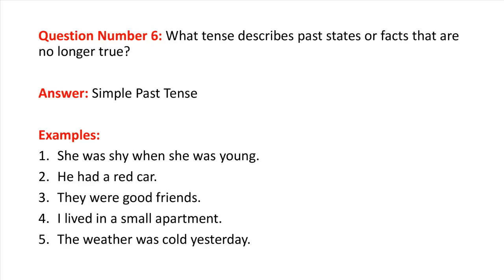Question number 6. What tense describes past states or facts that are no longer true? Answer: simple past tense. Examples: She was shy when she was young. He had a red car. They were good friends. I lived in a small apartment. The weather was cold yesterday.